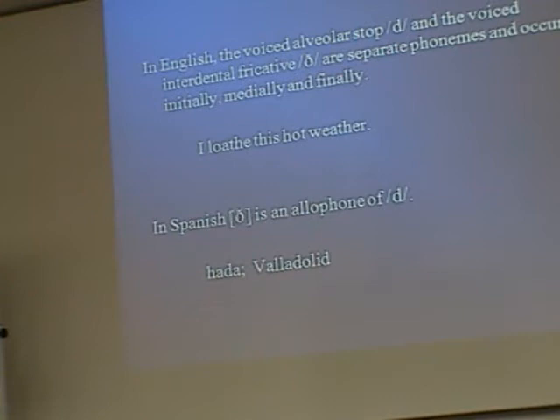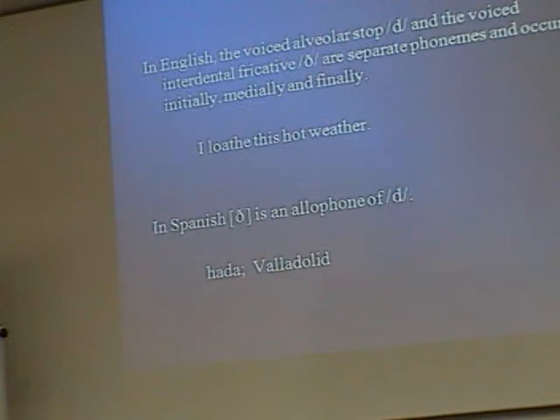Now, in Spanish, the th sound exists. You do have it in Spanish. But it's an allophone of D, of that other phoneme. So you get it in words like "ada" and "Valladolid." It's a th sound there. But you don't associate it with the letters TH. Now, the th sound in English is always written as TH. And the real problem occurs for Spanish speakers learning English with the initial th sound.